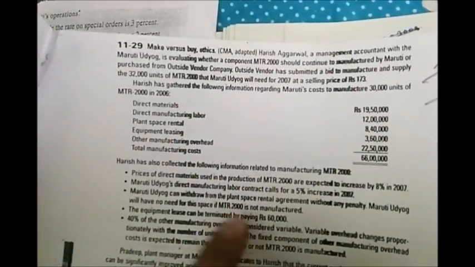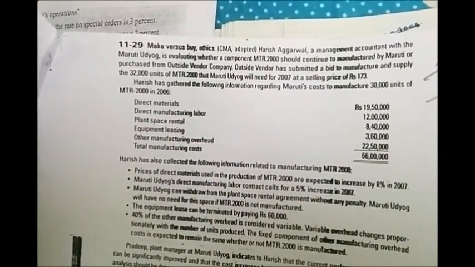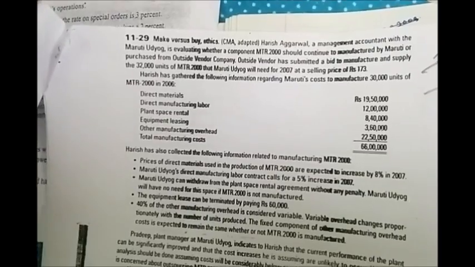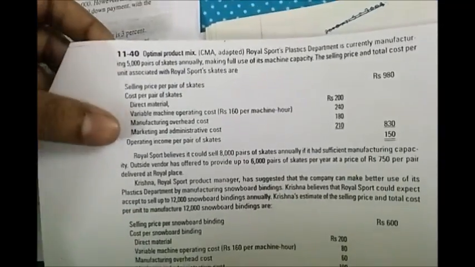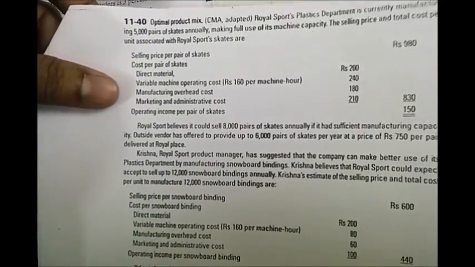First of all, you could open the sheet given by sir. The first line of the sheet says make versus buy ethics, Harish Agarwal, problem number 11.29. On that sheet, please go to problem number 11.40, this one. Optimal product mix, Royal Sports Plastic Department.